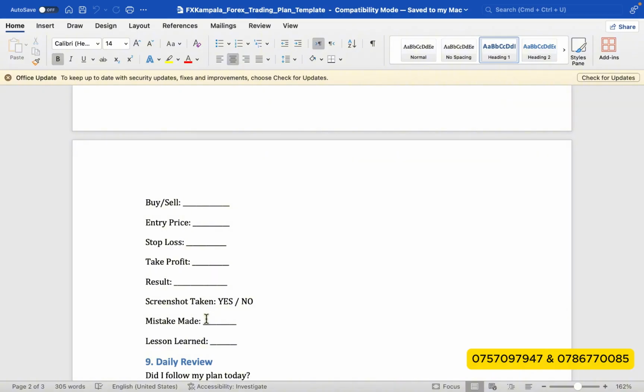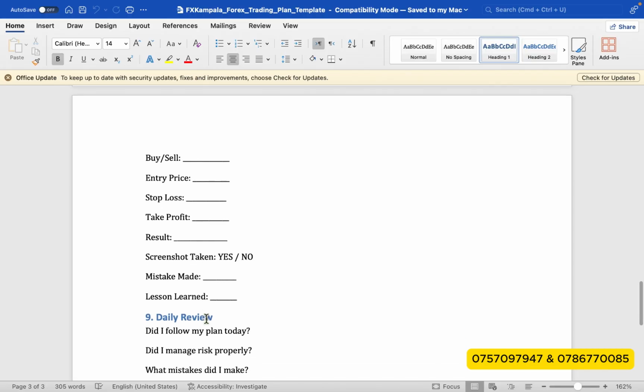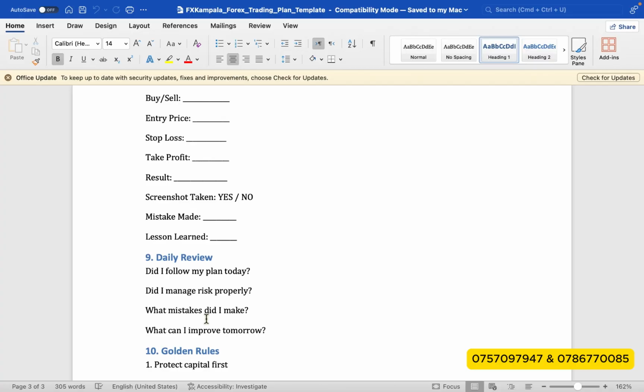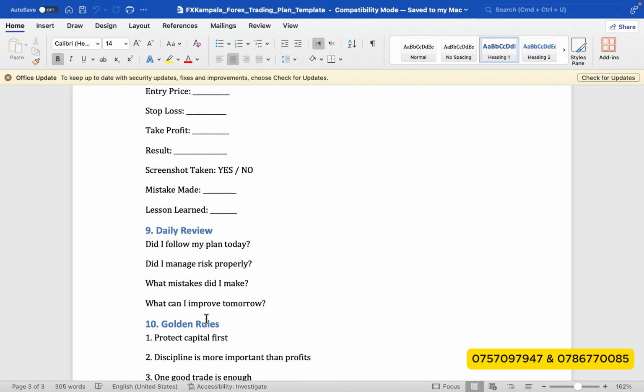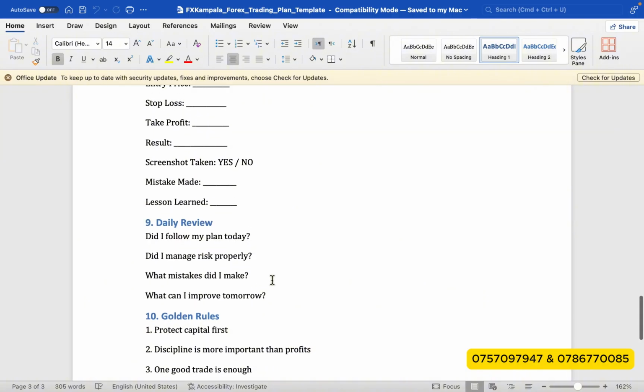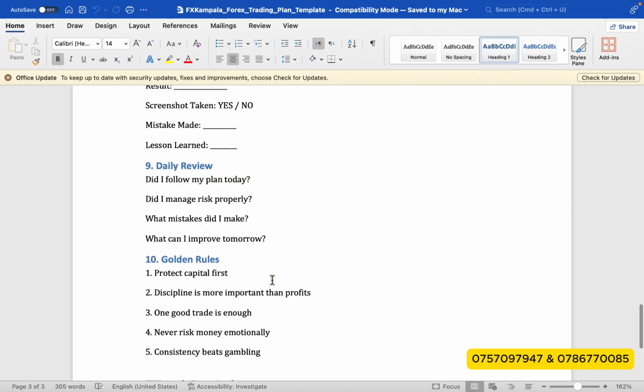Okay. And you can also take a screenshot. If you're journaling, this is optional. You can either take it or not take it. Then if there is a mistake, maybe the trade went in your favor, or went against you, if there is any mistake that was made, you have to put it down. Then the lessons learned, okay? Daily review, okay? These are the reviews that you have to do daily. You have to check yourself, okay? Did I follow my plan today? Did I manage risk properly? What mistakes did I make? What can I improve tomorrow? Okay, this is a daily thing.